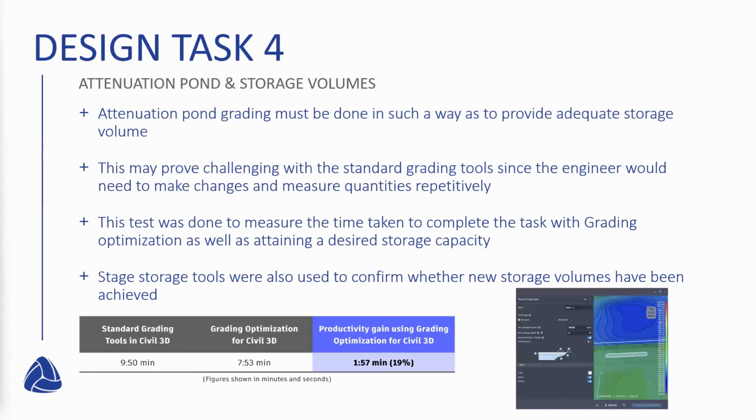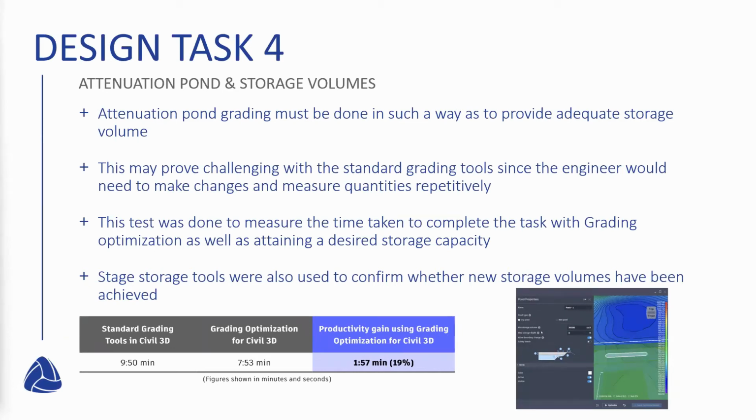Then we're going to move on to design task 4. This is now where they went and they did the attenuation problem and the storage volumes. And this is one of the things that I believe that most of you will find a little bit more valuable. So basically, just to give an idea, that attenuation pond grading has to be done in a way that you have to provide adequate storage, because for all attenuation ponds, you calculate the amount of stormwater that's flowing from your site, and it has to be able to attenuate a certain amount of water.